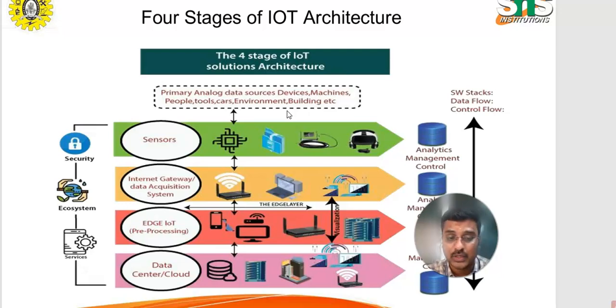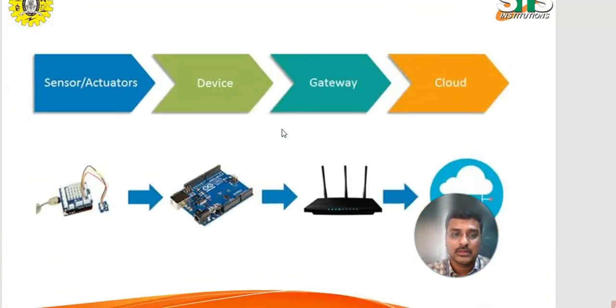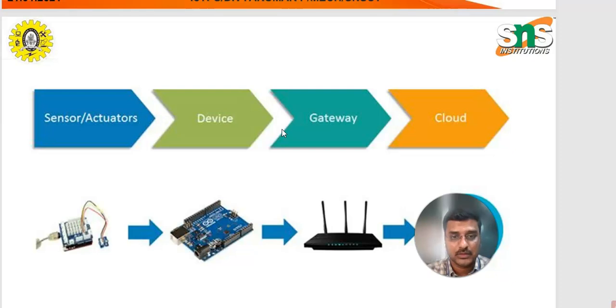The third one is the pre-processing, where all the sensors or devices which are connected go to the processing system to do the work. And then the data cloud or data center, where all the work is stored in the cloud for the purpose of processing the data in an analytics management system, analytical ecosystem, etc. These are the devices, sensors, actuators, device, gateway, cloud.